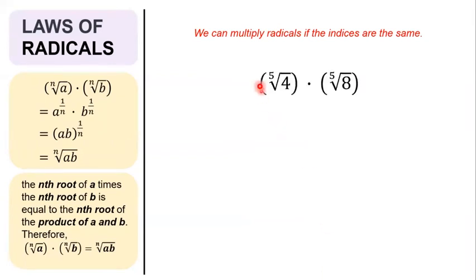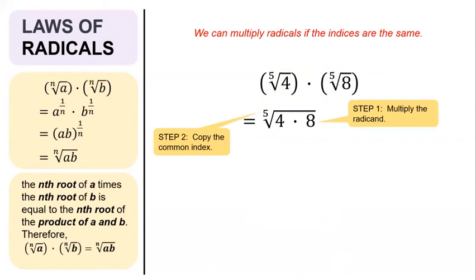Ayan, we have the fifth root of 4 times the fifth root of 8. Magkaiba ng radicand pero pareho sila ng index na 5. Inside the radical symbol, multiply natin yung dalawang radicand. So we have 4 times 8 and then copy lang natin yung common index which is 5. So 4 times 8 yung kanina is equal to 32. So we have the fifth root of 32 dito sa ating next line.